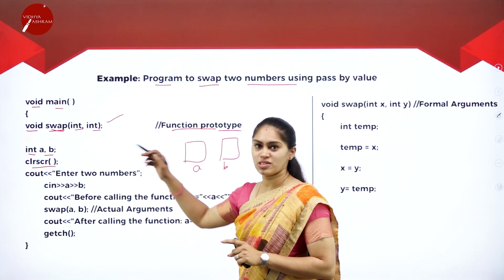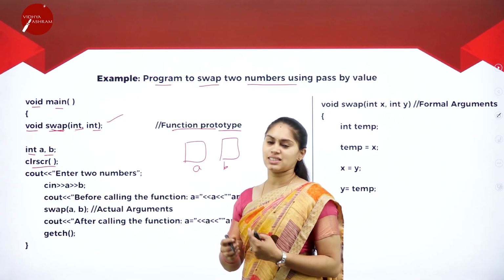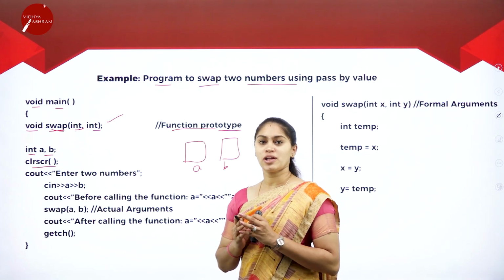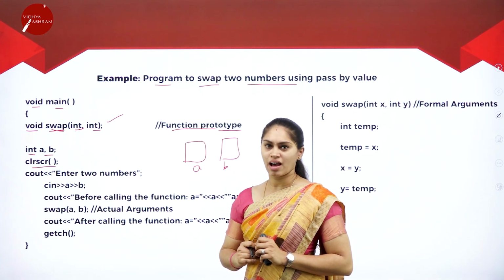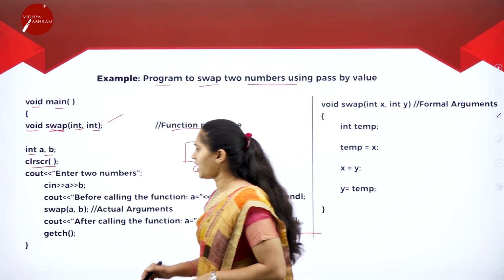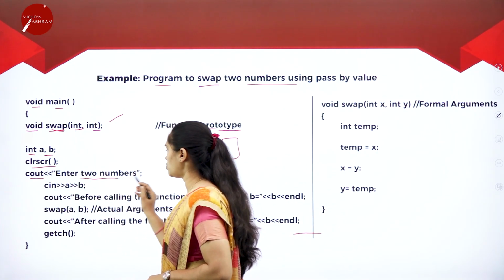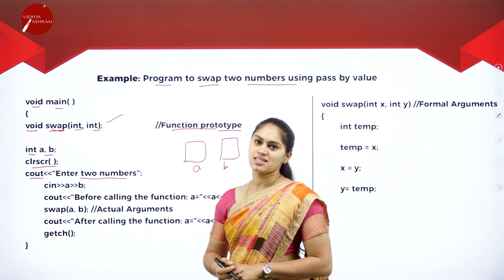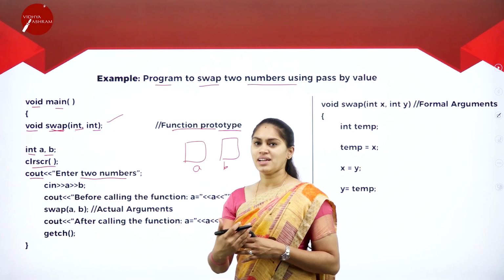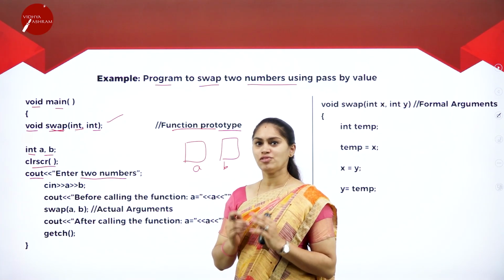When we are using this clear screen, it is going to erase the content of the previous program's output. That is the reason for having this clear screen. So what we have in a cout statement, enter the two numbers. Whatever we have within the double quotes is going to be displayed as a statement. So now the compiler is asking the user to enter the value of two numbers.